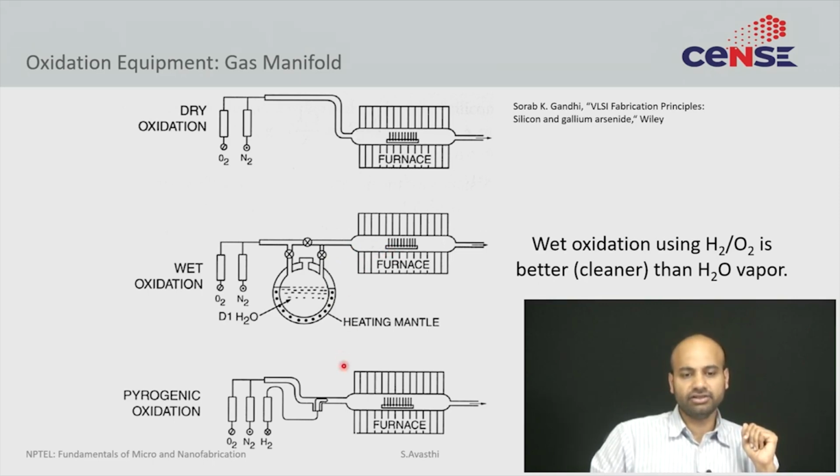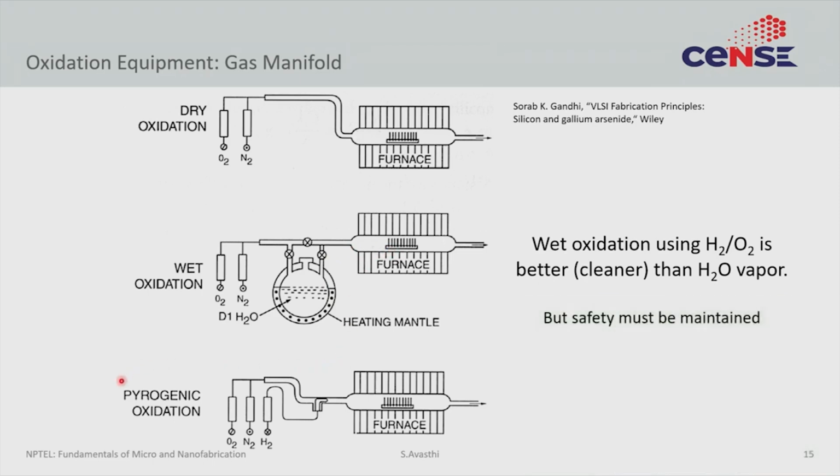A more modern method of doing the same thing is what is called pyrogenic oxidation, where instead of having a bubbler filled with water, which can get contaminated with time, etc., you actually flow hydrogen and oxygen in an ultra pure gaseous form. And hydrogen and oxygen, of course, internally react inside the furnace to form water vapor, which does the oxidation. The important thing to notice here, however, is that when you are flowing hydrogen and oxygen together, you have to be extremely careful because you are essentially creating a mini explosion. So, the electronics and the safety structures of this pyrogenic furnace need to be carefully designed.